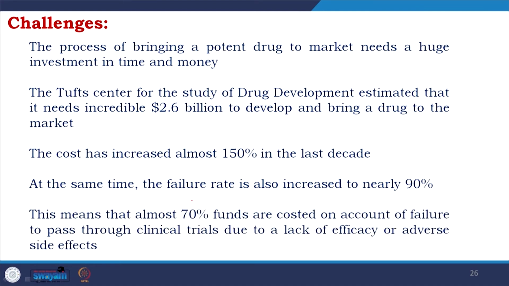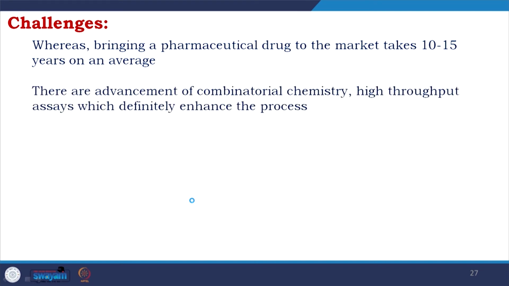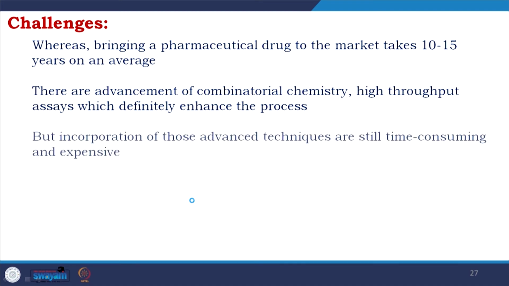At the same time, the failure rate has also increased to nearly 90%. This means that almost 70% of funds are lost on account of failure to pass through clinical trials due to a lack of efficacy or adverse side effects in the preclinical or clinical trials. Whereas, bringing a pharmaceutical drug to the market takes 10 to 15 years on average. There are definitely advancements of combinatorial chemistry and high throughput assays, which speed up the process, but incorporation of those advanced techniques is still time consuming and very expensive.